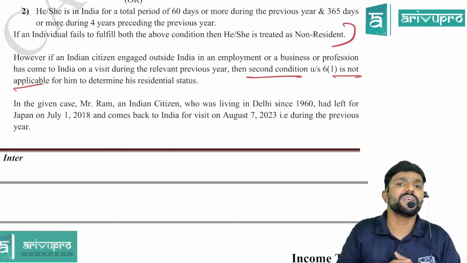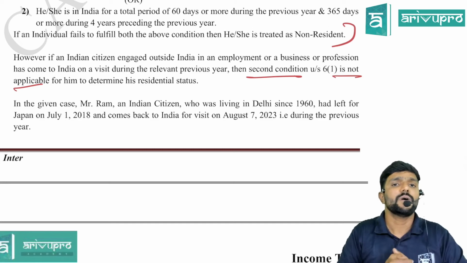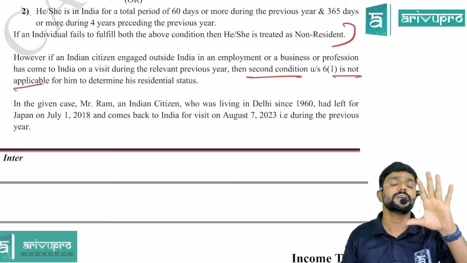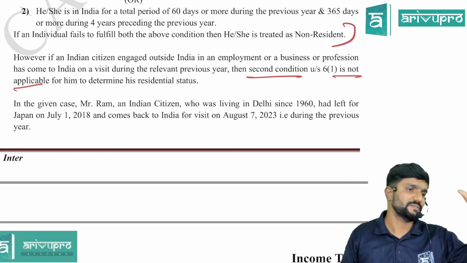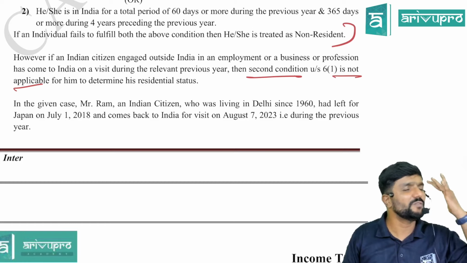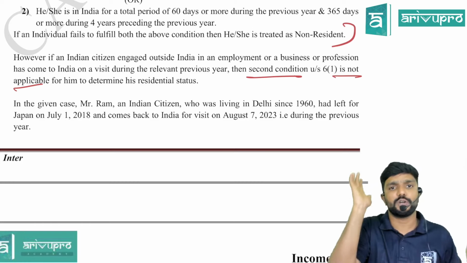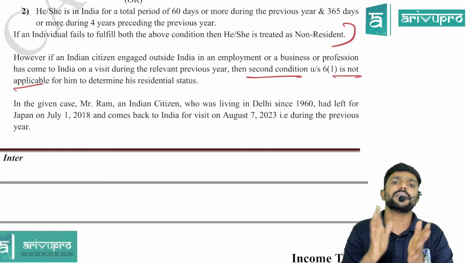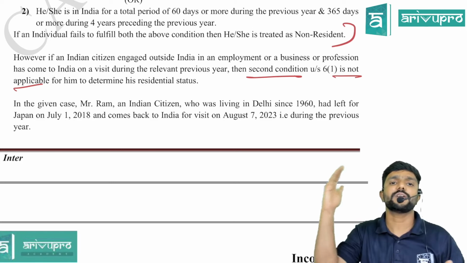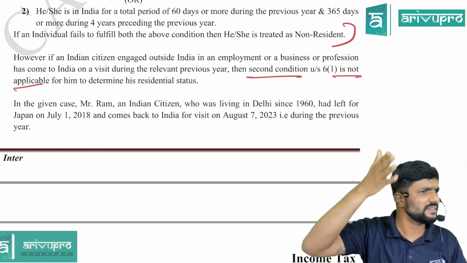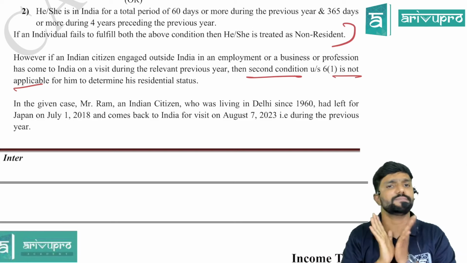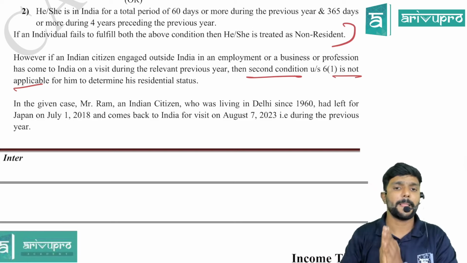Sir, why are you assuming he is engaged in business, profession or employment outside India? Because he stayed there for almost 5 years. For almost 5 years. No one will go for a visit for 5 years, guys. Clear? So if you want, you can just mention that point also. It is assumed that he is engaged in business, employment or profession in Japan, before coming back to India.